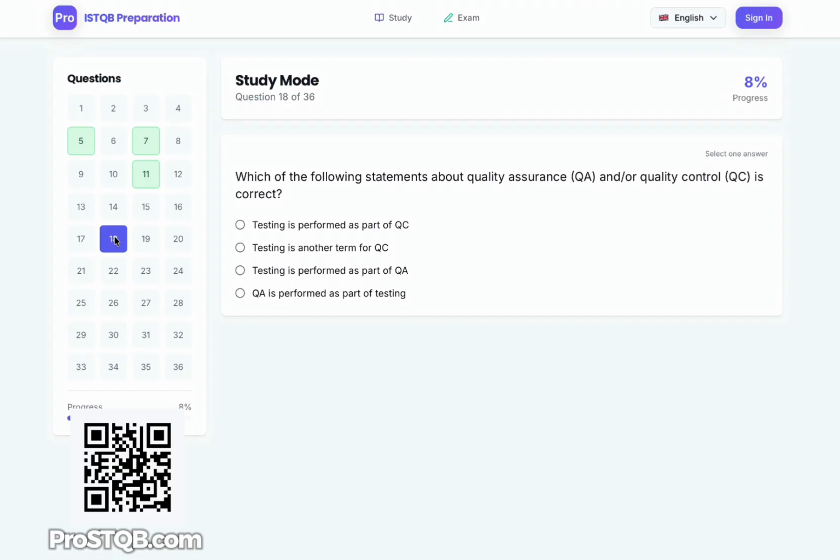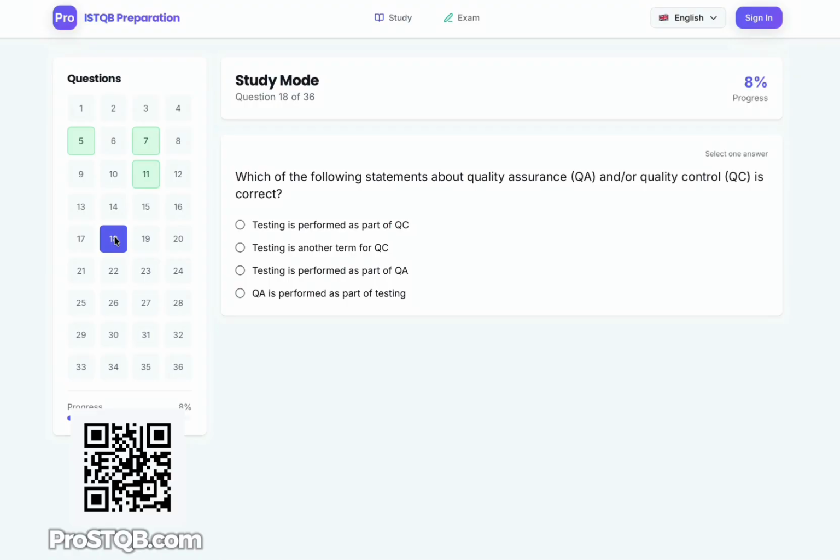Option A. Testing is performed as a part of QC. Exactly right. Testing evaluates the product. That's quality control. Option B. Testing is another term for QC. No, testing is important, but QC also includes things like simulation, prototyping, and formal methods. Testing is only one part of QC.